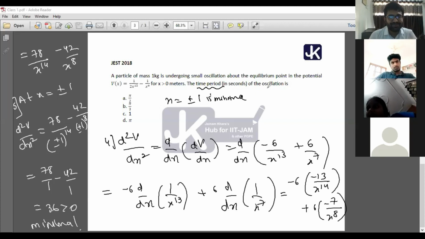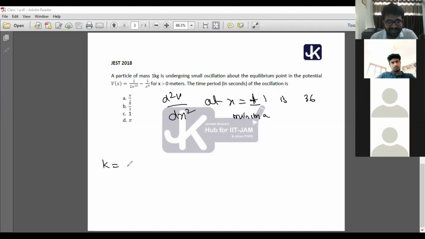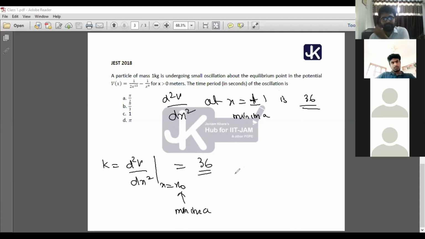Okay. So what did we just find? We have found that d square v by dx square at x equal to plus or minus 1 is how much? 36. And x equal to plus or minus 1 is minima, people. Do you remember we just said that k is d square v upon dx square at x equal to x naught, where x naught is the minima? So we have simply found k. Do you realize that we have found k, people?